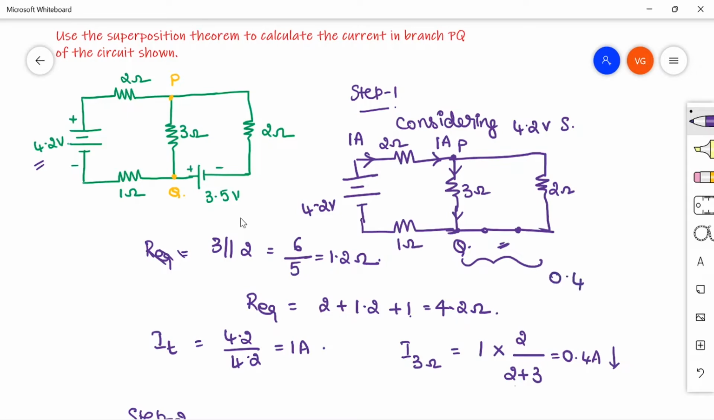So 0.4 is in downward direction plus 0.5 is in upward direction. So totally the current flowing is 0.1 ampere in upward direction. So because of these two sources, the current that is flowing in the branch PQ is nothing but 0.1 ampere and the direction is from Q to P. So like this you can mark. So this is how we can solve this problem.